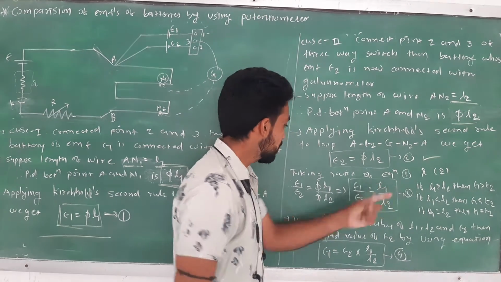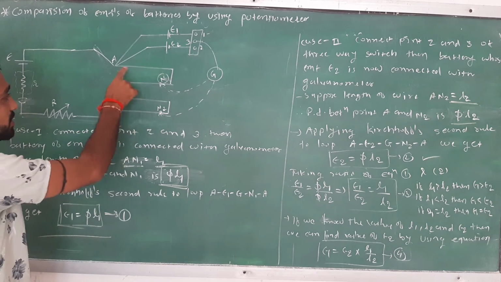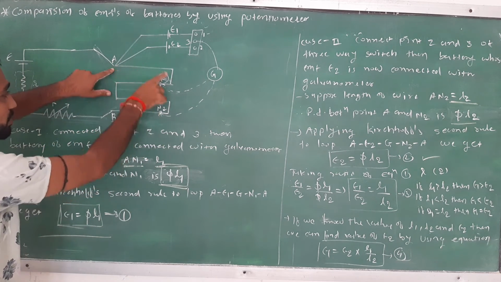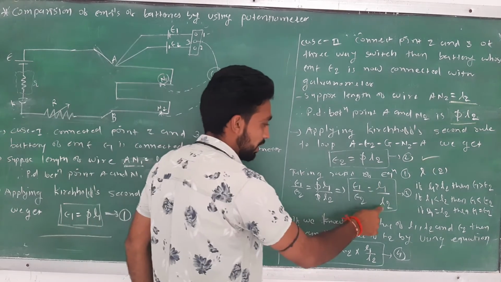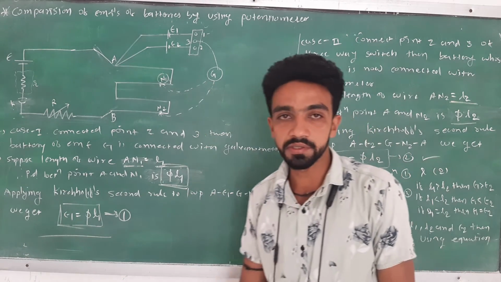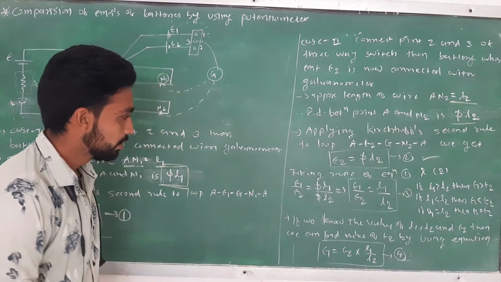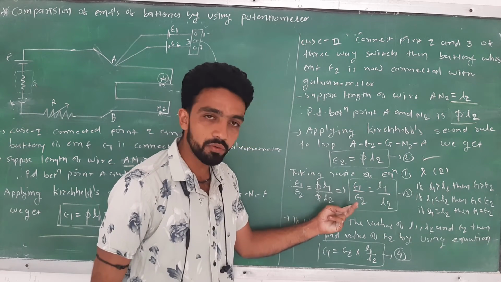So this length you can measure from the potentiometer circuit. This is very easy. This length is l1, and this length is l2. So both lengths you can measure from this circuit diagram using the potentiometer. So now you can compare the EMF of battery 1 and battery 2.